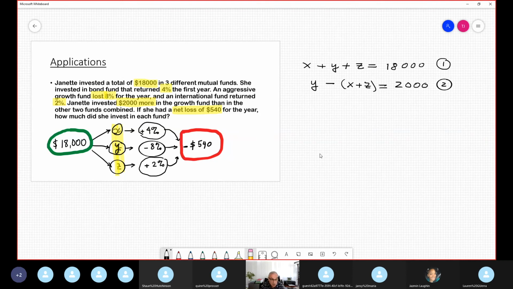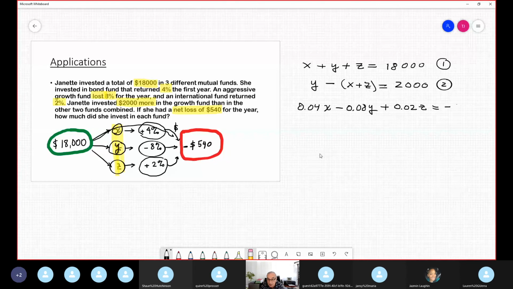So the first return was positive 4%, is 0.04 multiplied by x. This represents the money for that fund. By the way, it is positive. The second is negative, it's negative 0.08y. You lost money here. Plus 0.02 multiplied by z equals, I suppose that in total you lost money, negative 540. And this is equation 3.